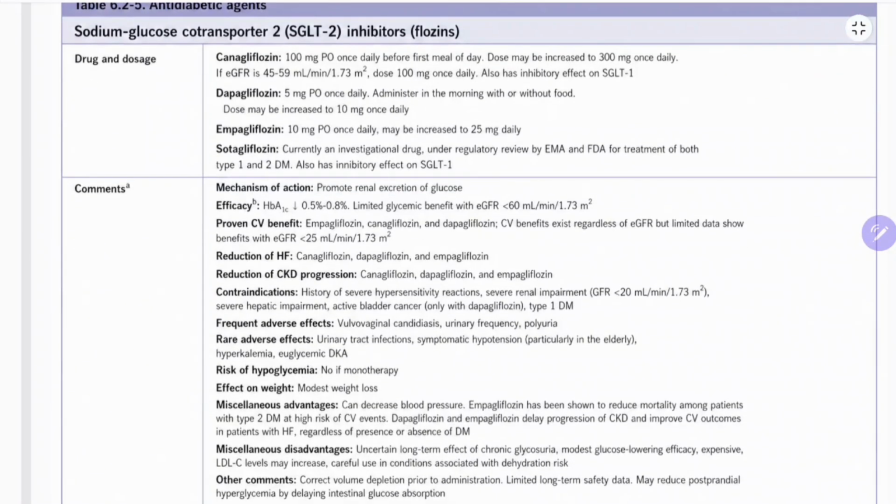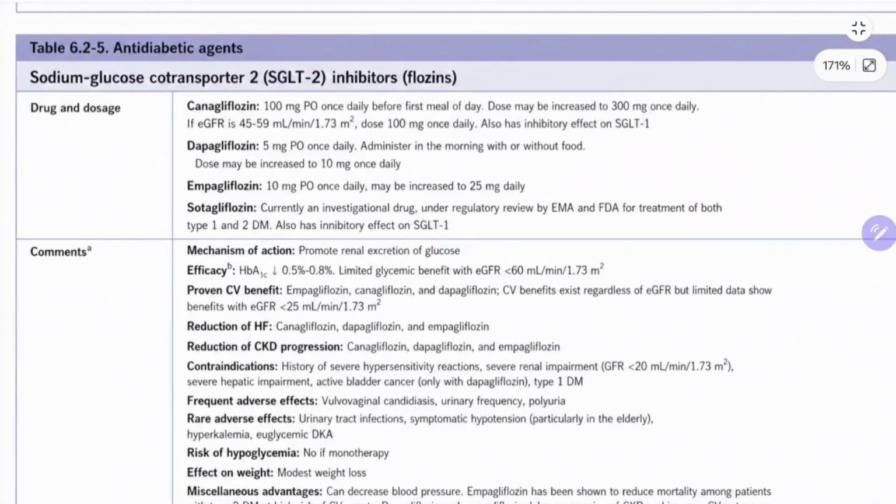So the next important class of drug is SGLT2 inhibitors, also known as flozins. I'm going to discuss only DAPA and EMPA because these two drugs are more commonly used. Canagliflozin is important because it can be used in CKD patients of any stage. Dosage reduction is required, but it is safe in CKD. The actual dose is 300 mg, but you can give 100 mg.